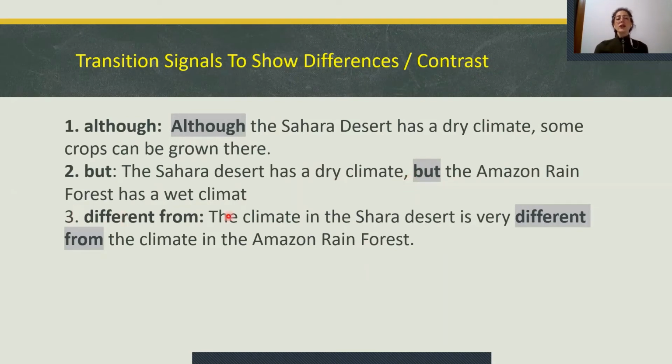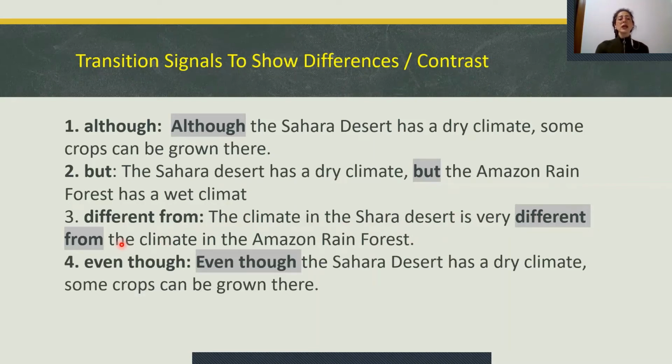Different from: the climate in the Sahara is very different from the climate in the Amazon rainforest. Different from what? So noun and noun here. Even though and although are exactly the same conjunctions. Even though the Sahara has a dry climate, some crops can be grown there.